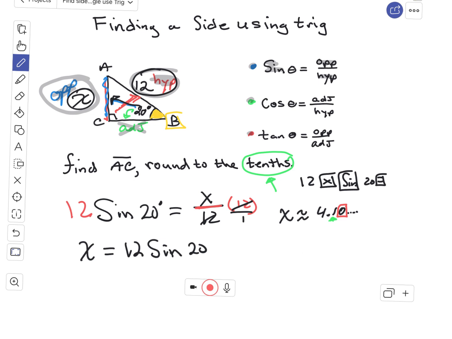So our answer for X is approximately 4.1 feet or inches or yards. We don't know in this case, so we're going to say units. And remember, X was AC, so we now know that AC has a distance of approximately 4.1 units. Why don't you try a few more problems to see if you understand this?